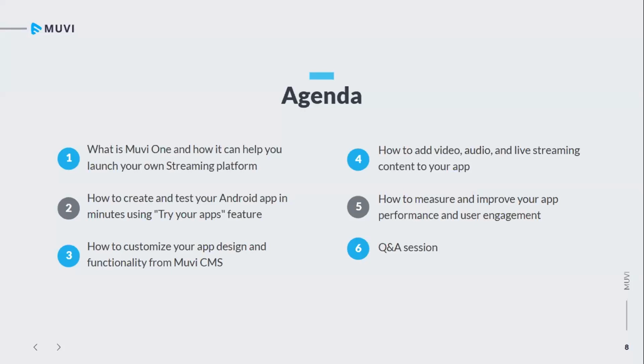Then we will also spend some time with a visual designer for apps. So if you're building any mobile app with Muvi, you also can change the layout, change the design. You can change a lot of things about your apps. Then we will discuss a bit about the user, how you can engage your user, how you can see their performance, how your app is performing, and other things.